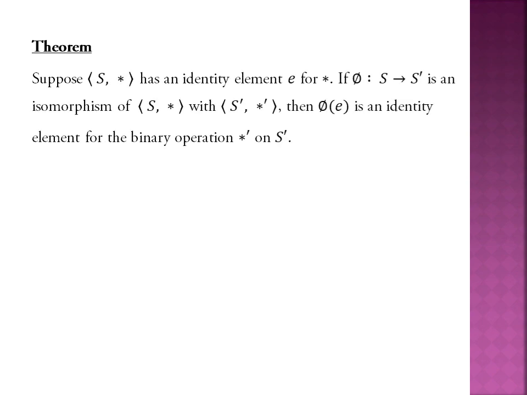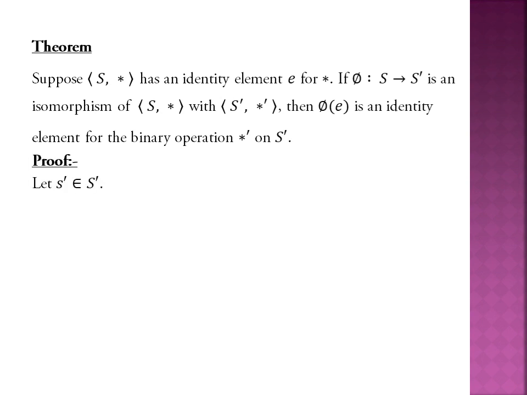Now we move on to the next theorem. The theorem states that suppose S star has an identity element e for star. If phi from S to S dash is an isomorphism of S star with S dash star dash, then phi of e is an identity element for the binary operation star dash on S dash. In this theorem, we have to show that phi of e is an identity element.